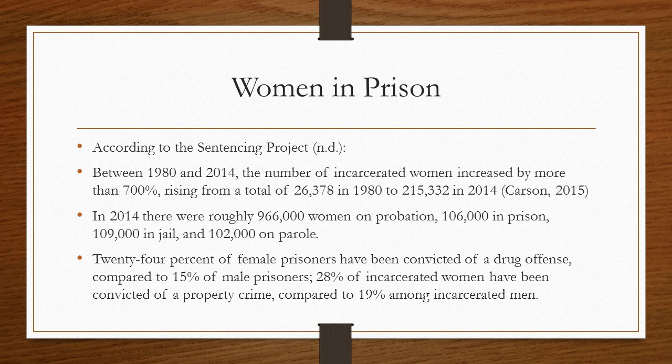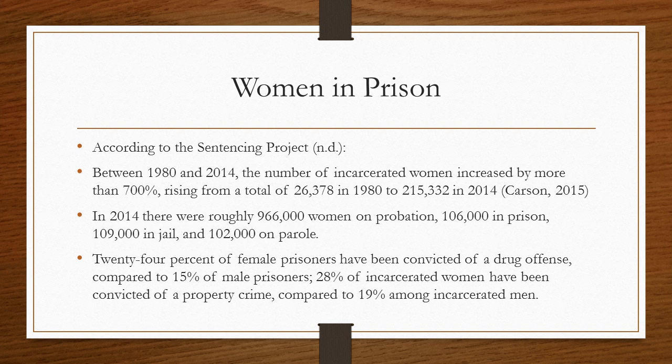According to the Sentencing Project, between 1980 and 2014, the number of incarcerated women increased by more than 700%. In 2014, there were roughly 966,000 women on probation, 106,000 in prison, 109,000 in jail, and 102,000 on parole. 24% of female prisoners have been convicted of a drug offense, compared to 15% of the male prisoners. 28% of incarcerated women have been convicted of a property crime, compared to 19% among incarcerated men.